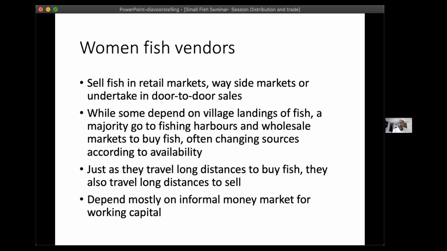They also have to now travel long distances to sell fish because they have now better modes of transport and so on. So they have also increased their reach. They depend mostly on the informal money market for their working capital. There are at least half a dozen different channels of informal credit available to our women. Next, please.